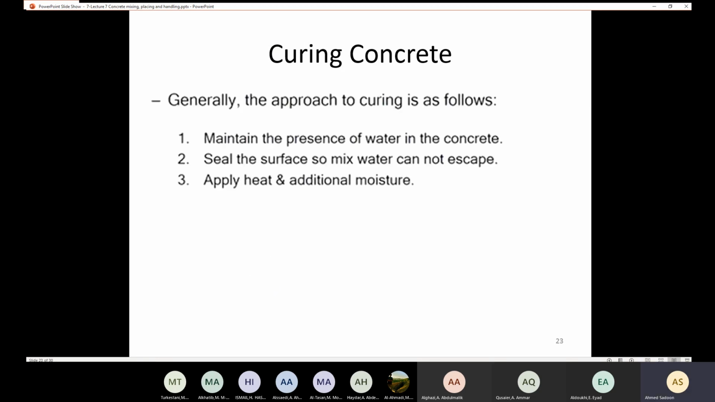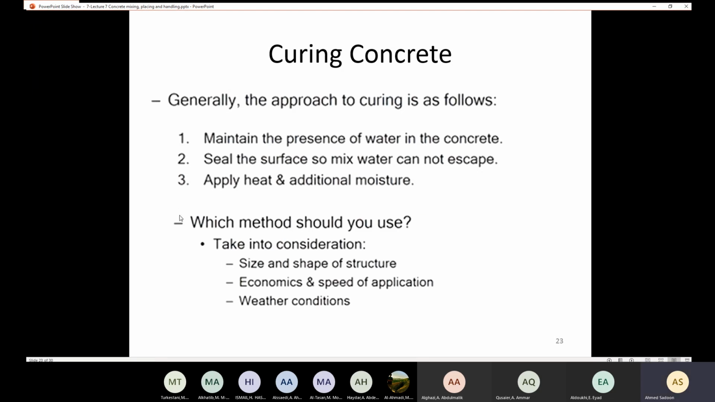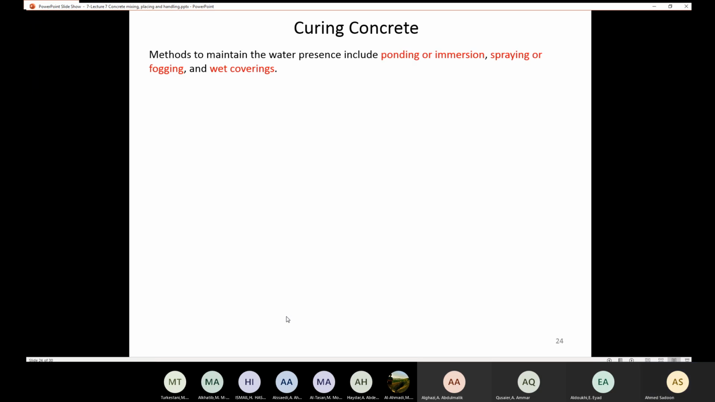So how are we going to cure the concrete? We have 3 ways to cure the concrete. The first way is to maintain the presence of water in the concrete. The second approach is to seal the surface so that the mixing water cannot escape. The third method is to apply heat and additional moisture. So which method should I use? In order to choose, I need to consider the size and shape of the structure, the economics and speed of the application, and the weather conditions.